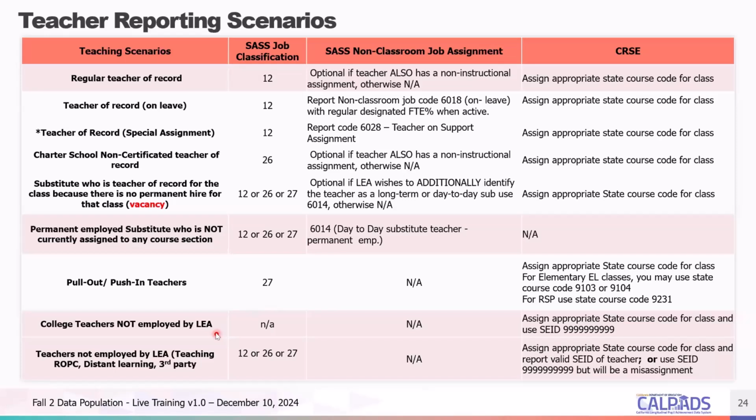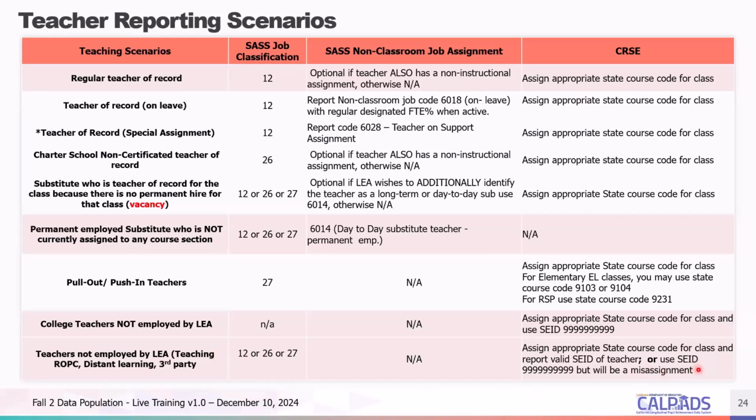And then next, college teachers not employed by the LEA are assigned to courses with a generic seed of all nines. And we do not submit staff assignment records for college professors who are not employed by the LEA. For teachers not employed by the LEA, these are teaching at a regional occupation program or center, distance learning, or third-party teachers. They are also assigned to the appropriate state course code in course section records.